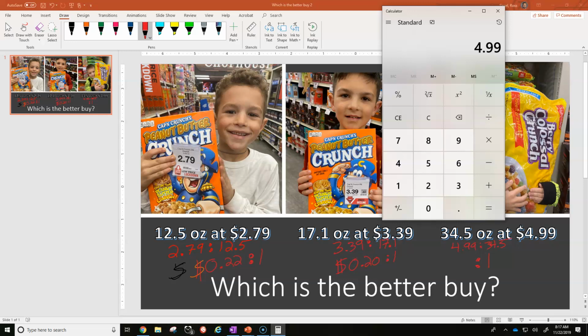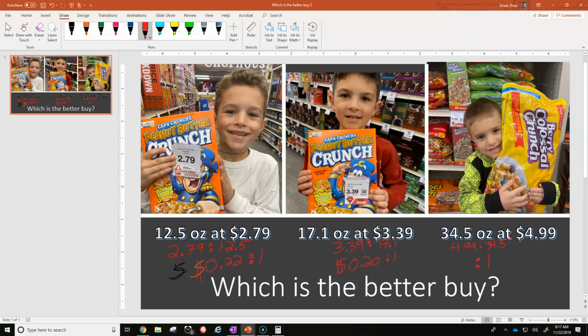Okay, so we take our first unit, $4.99. We divide it by 34.5 ounces. 14 cents. So, for every ounce, for Bennett's smaller box, it costs 22 cents. Eli's bigger box, it's 20 cents per ounce. And for Peanut's bag of Colossal Crunch Berry that weighs about as much as he does, it costs 14 cents.